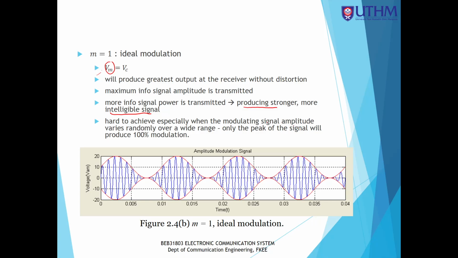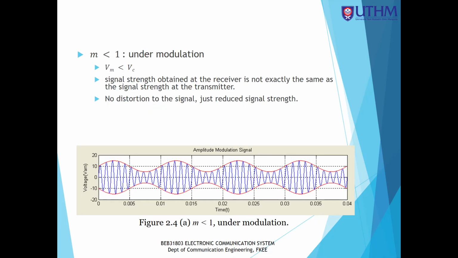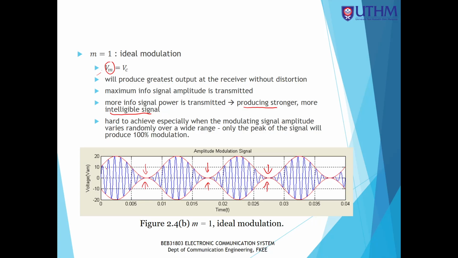So what is the difference? You see that here the envelope is connected like this, touching like this. So this is the difference in terms of waveform. And from the perspective of the total amplitude, the amplitude is higher, bigger like this, compared to the undermodulation.